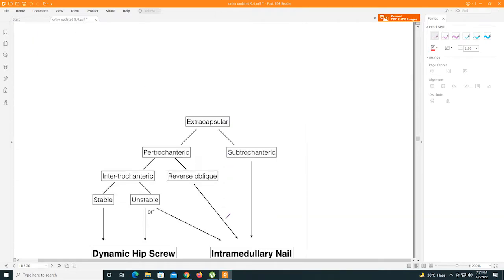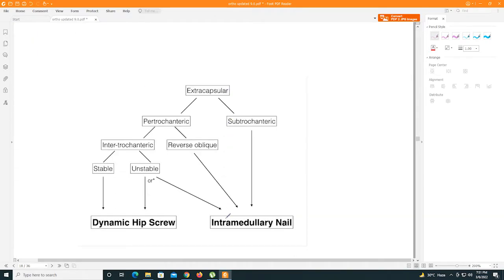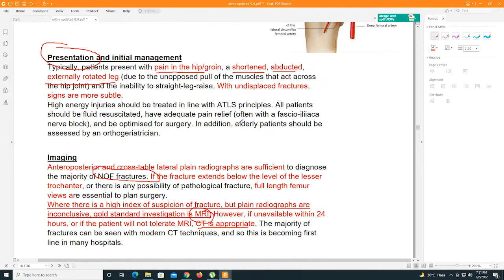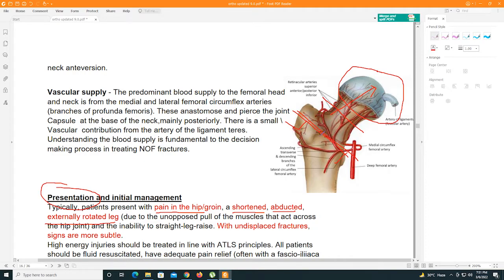Now we start with the extracapsular fracture. So extracapsular fracture means the fracture is below the line I have described to you so far. Okay, now again we come to the picture here. So the fracture is below this line. What happens below this line? There can be some variation of the fracture.